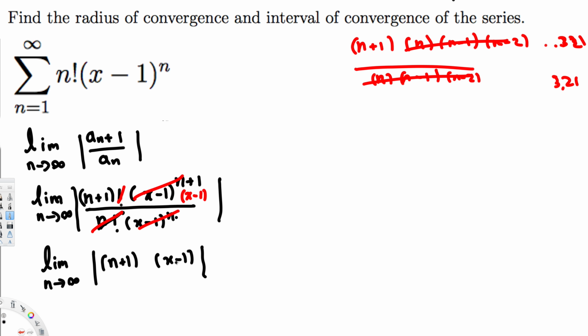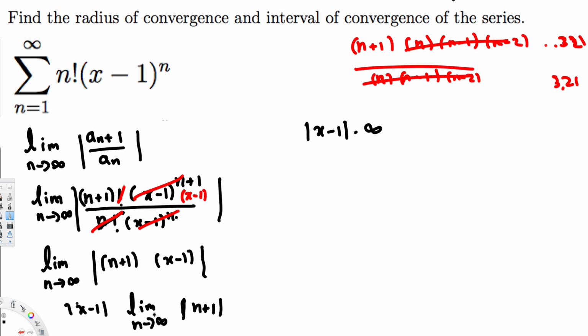Now x-1 is not related to this limit, because the limit is only dealing with the n value. So here we can take x-1 to the front. So the absolute value of x-1 in the front, and then we are going to have the limit as n approaches infinity of the absolute value of n+1. And if you notice, if you apply infinity for this n value, this is going to be infinity. So we are going to have the absolute value of x-1 times infinity.